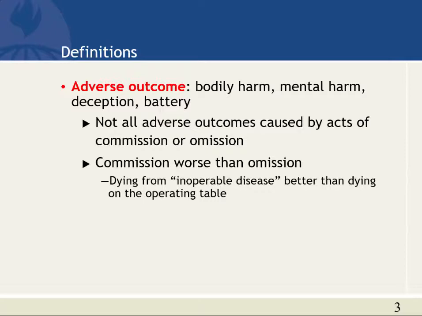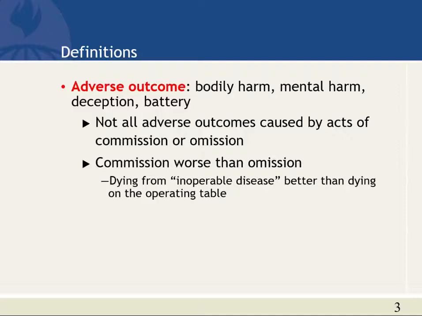So let's talk first about some definitions in malpractice. First definition is what is an adverse outcome? And that is basically something bad happened. There was bodily harm, mental harm, there was deception of a patient, or there was battery, which was doing something to the patient without permission.